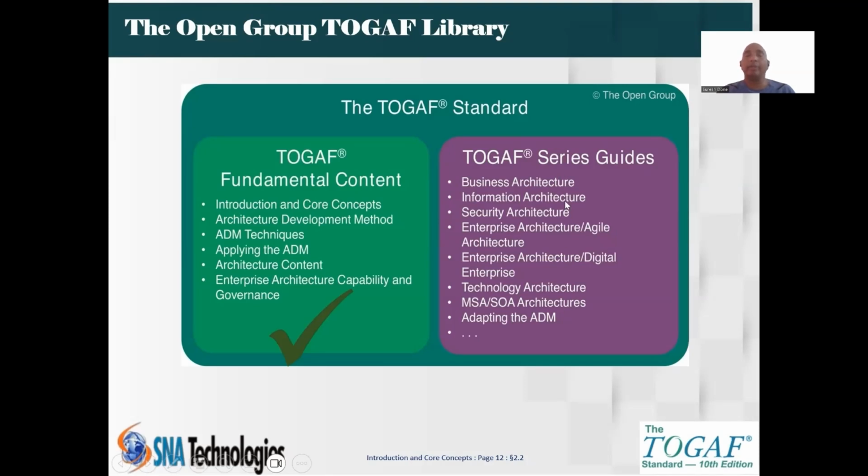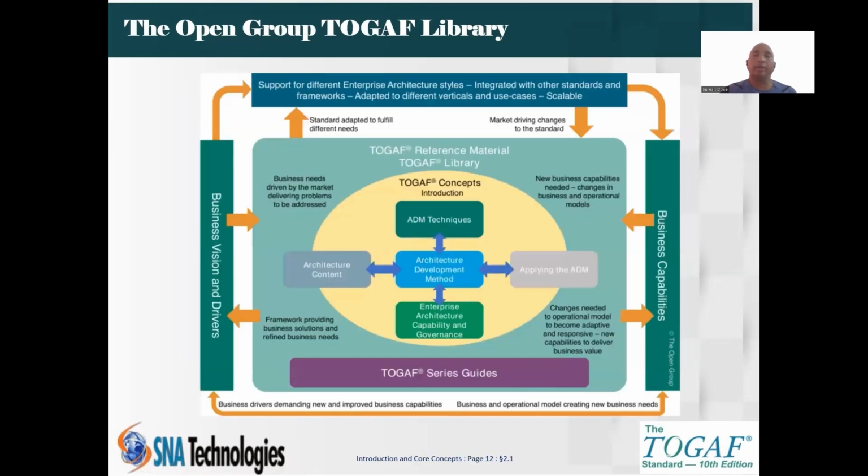These are relatively new, so these may change in due course of time, or people may suggest some more modifications to these techniques or guides. That's why they are separated out, right? So we have series guides for business architecture, information architecture, security, enterprise architecture, agile architecture, digital enterprise, technology architecture, microservices and SOA architecture, and how to adapt the ADM. So these are all the series guides that we have.